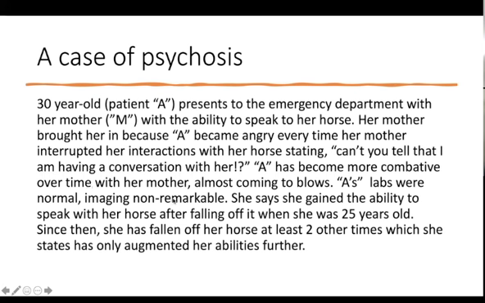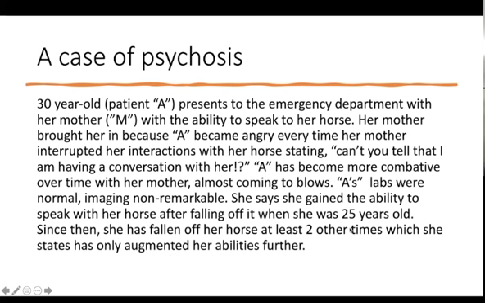The labs are normal, the imaging's normal. And she said she gained the ability to speak to her horse when she was 25 years old after she fell off of her horse and hit her head and got knocked out. Since then, she's fallen off her horse 2 other times, which has augmented her abilities further.